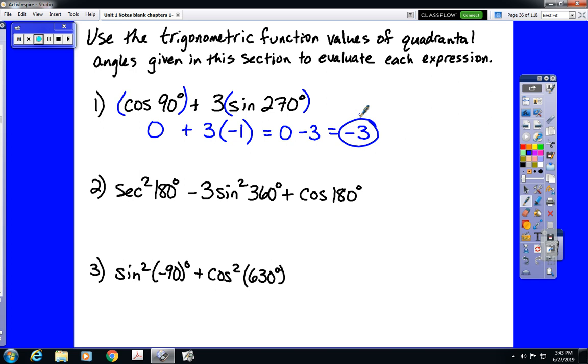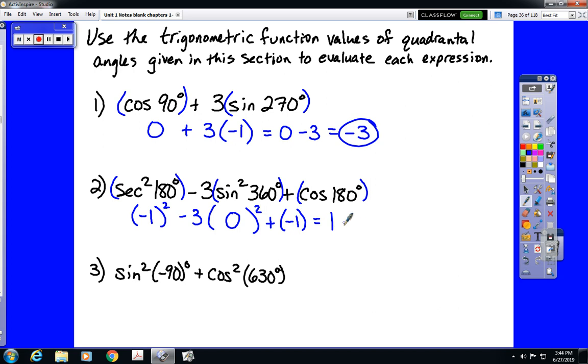Okay? So we're looking up secant of 180 and squaring that value. So secant of 180 is negative 1 squared, minus 3 times the sine of 360 squared. Sine of 360 is 0 squared, plus the cosine of 180, which is negative 1. So that would be 1 minus 0 minus 1, or 0.